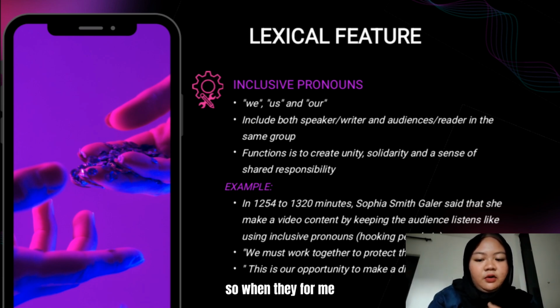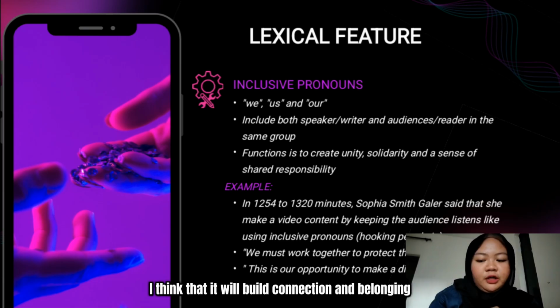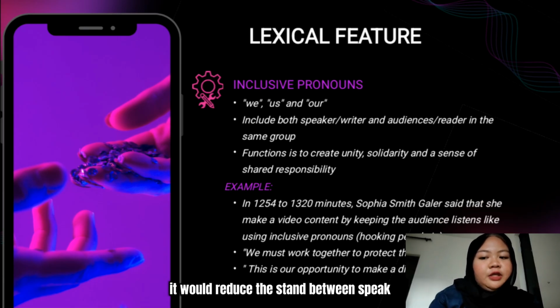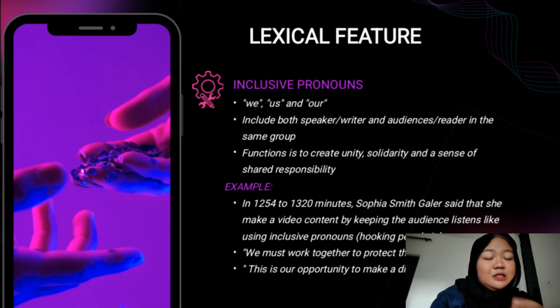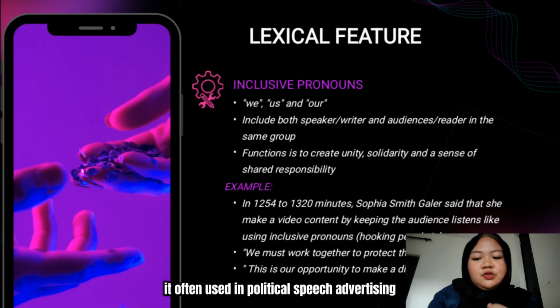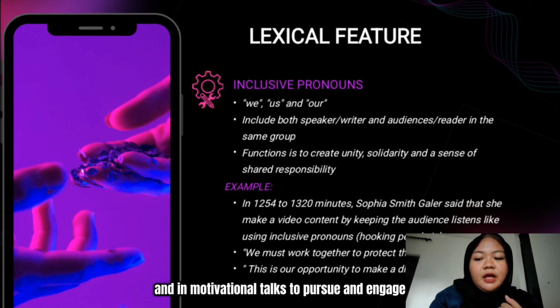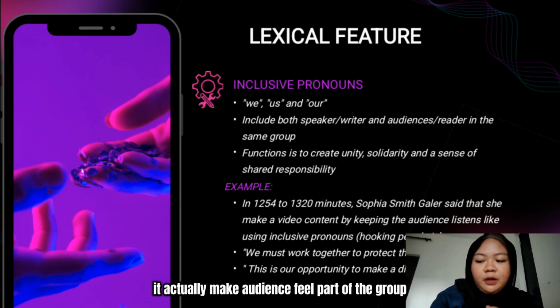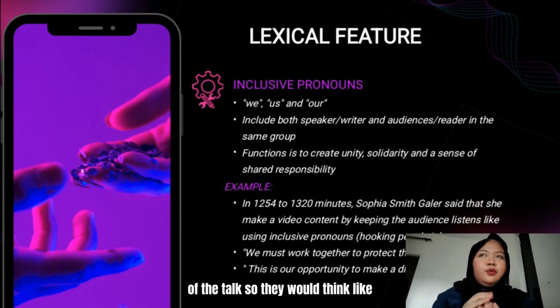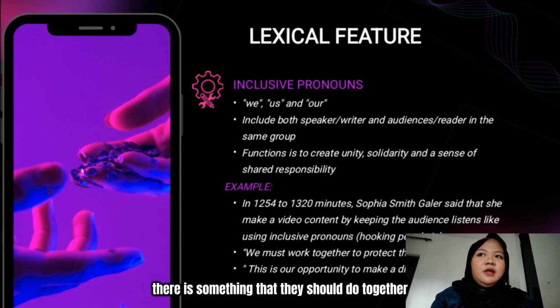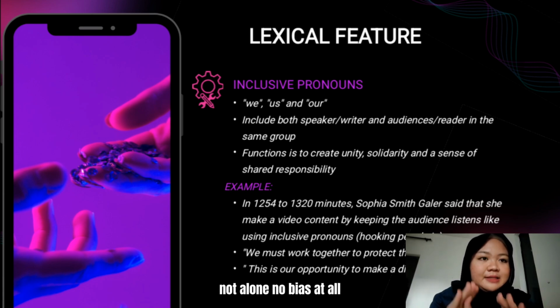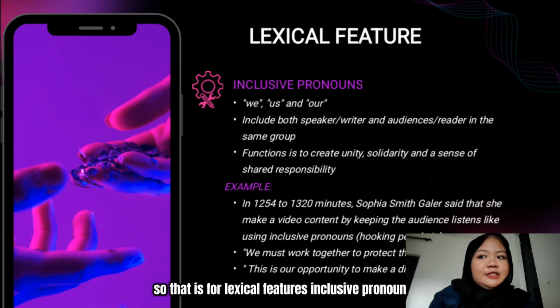For me, I think it builds connection and belonging. It reduces the distance between speaker and audience. It is often used in political speech, advertising, teaching, and motivational talks to persuade and engage. It makes the audience feel part of the group, so they think there is something they should do together, not alone, with no bias at all. So that is the lexical feature, inclusive pronouns.